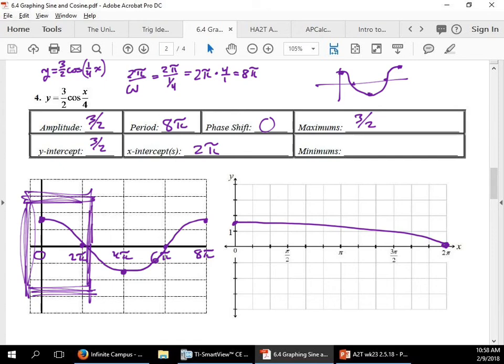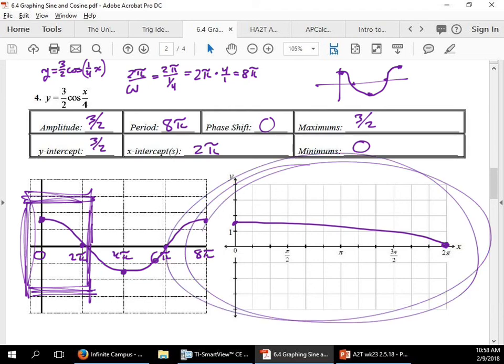And our minimum? Wait, don't we also have an x-intercept at 6 pi with our cheat graph? Yeah, right here, but that's not in our interval. Oh, okay, you're right. This is an x-intercept, but it's not in our interval from 0 to 2 pi, so we don't care about it right now. Now, what about our minimums? In our interval from 0 to 2 pi, that's this graph only. I'm not looking at my cheat graph. We have 2 pi as our minimum.